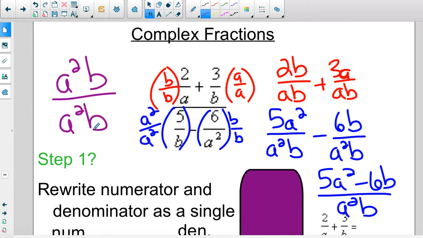It's the same thing as multiplying by 1, so I can distribute a squared b to the numerator and a squared b to the denominator. And it's going to be a lot quicker problem. If I take a squared b and multiply it by 2 over a, this a is going to cancel with this a, so that's just going to leave me with 2ab.